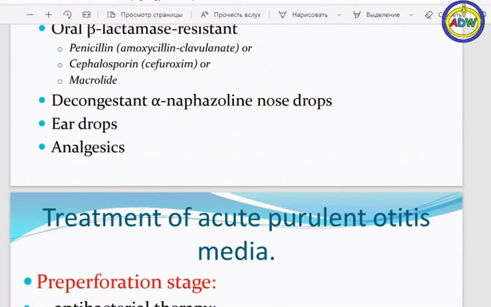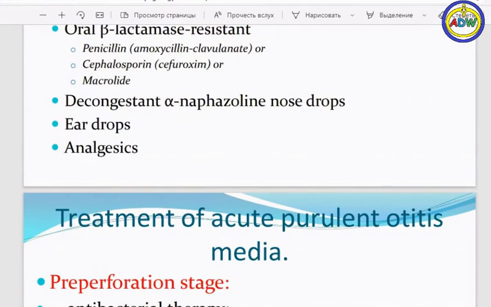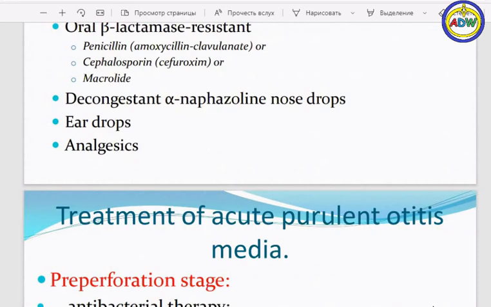For example, in adults, 0.1% of, for example, naphazoline. In children until 1 year, it will be 0.025%. In children until 6 years, 0.05%. Okay.